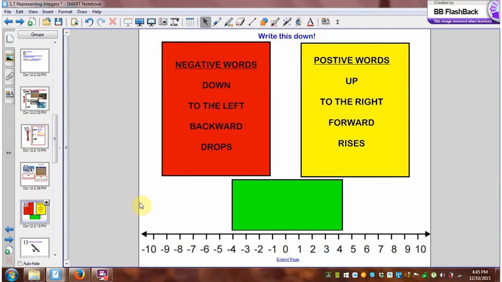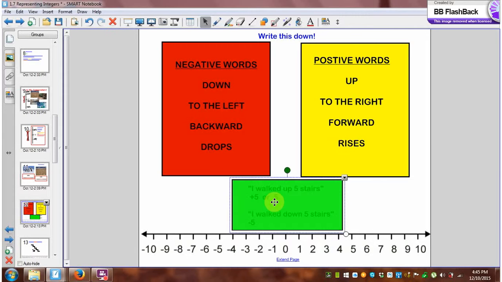Okay, so when you're dealing with math problems, you come across words that help you describe either negative or positive. Some of the negative words, and we're going to see examples of this coming up now, are down, to the left, backward, and drop. These are all words that go along with negative in math. Some positive words you think of are up, to the right, forward, and rises. Okay, so just quickly jot down those words.